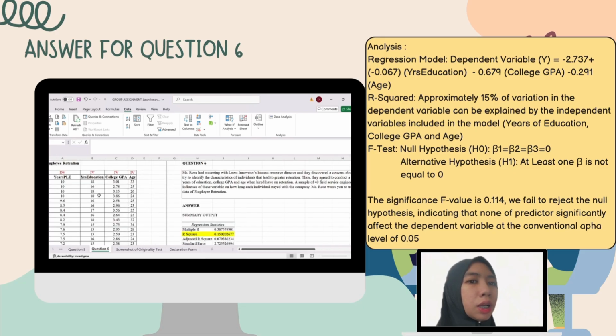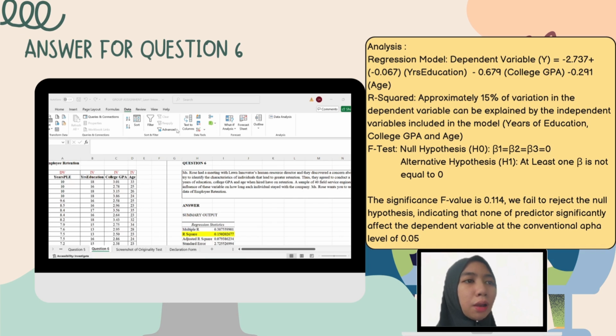Here we have the data for the employee retention. Now we have to go to the data and we choose data analysis. For the analysis tool, we need to choose regression and then we click OK. So here we have the regression.